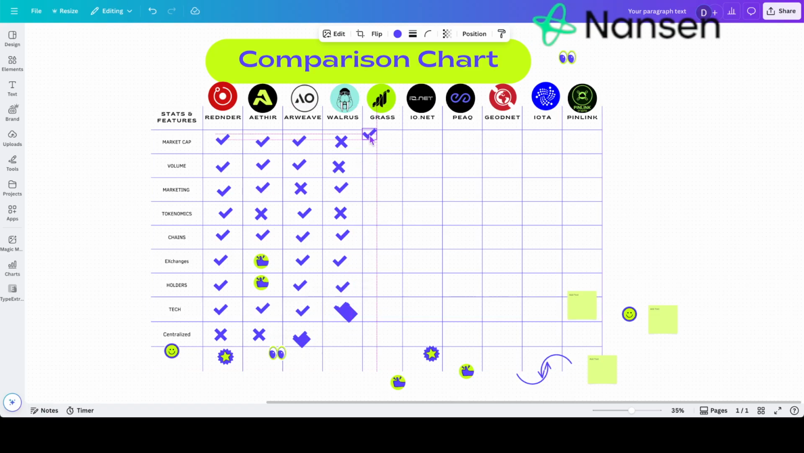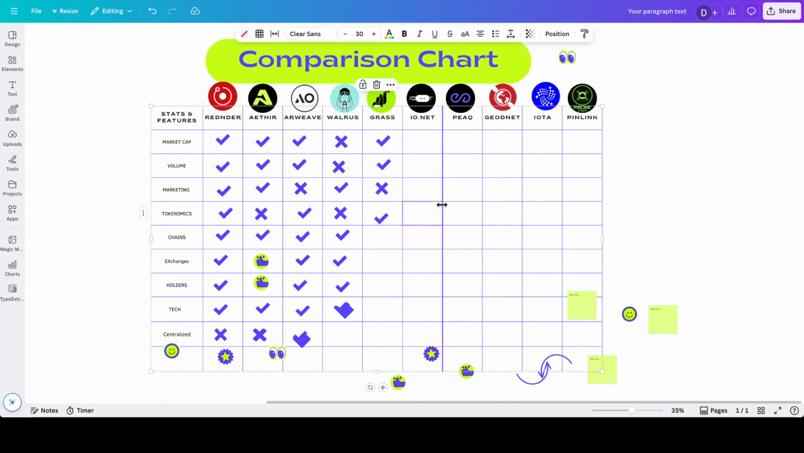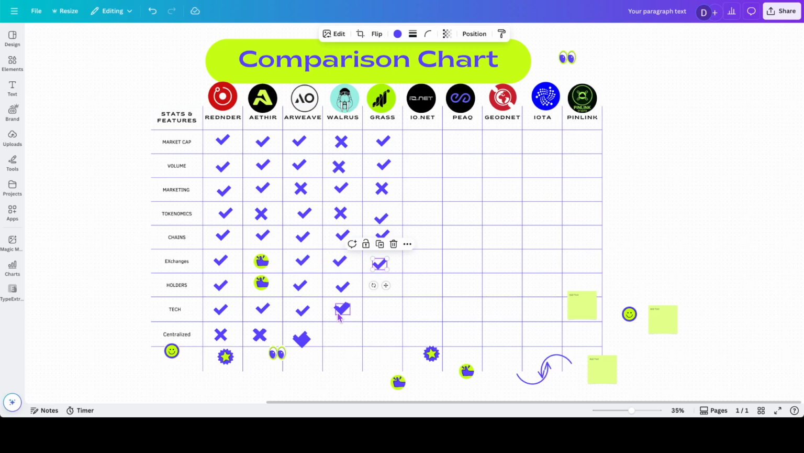So Grass's market cap is perfect, has room to grow. The volume is fantastic for the market cap. The marketing, at the moment, I haven't seen since the launch. So what I will say is they're yet to pick up, but I did see that their public wallet balance is going up, meaning that something is going on with the KOLs and stuff like that. So on Solana, very healthy chain, very good exchanges.